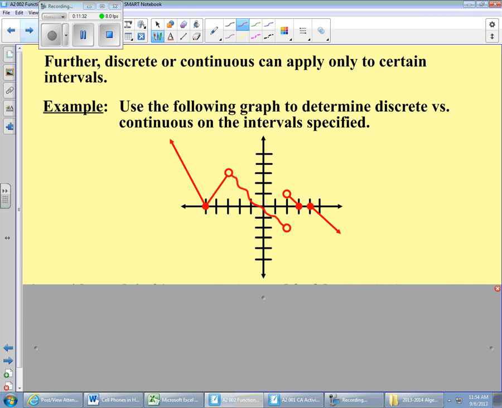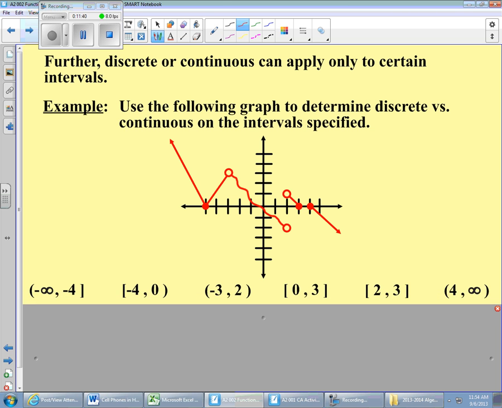Okay, so we're going to use this graph, and we're going to answer whether we believe it is discrete or continuous on the intervals that are specified. I've got several different ones that we're going to take a look at. So again, hit the pause button if you need a second to scribble some things down. Okay, let's start at the left-hand side here.